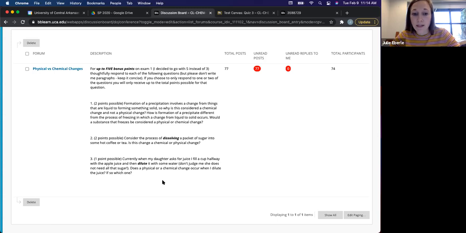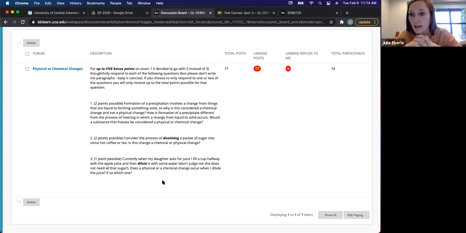Dilutions, what do y'all think? Physical or chemical? The answer is across the board, we're pretty consistent on this one. Just diluting something with water is physical. Again, you're just mixing substances. I'm not altering the apple juice. It still tastes like apple juice, just a little less sweet because the concentration is diluted by the water.